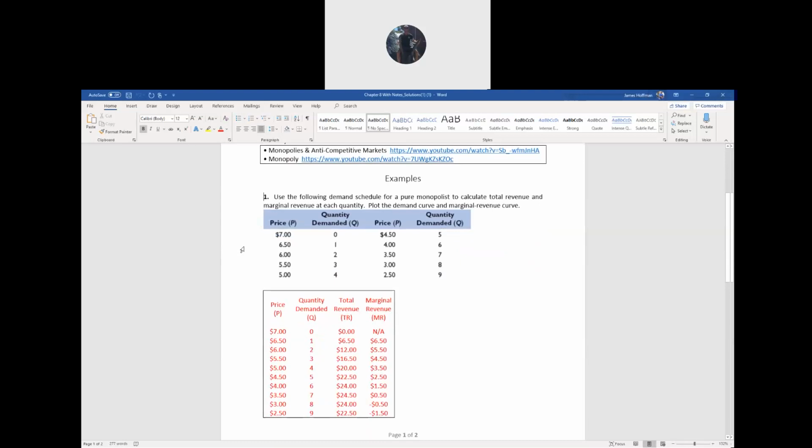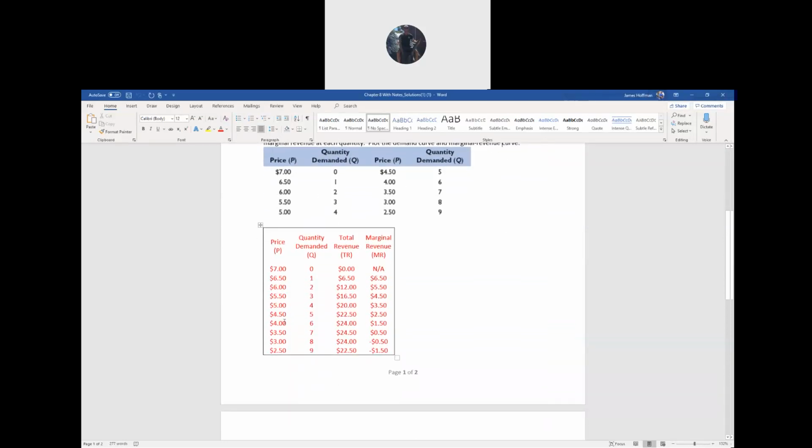Okay, so let's look at some examples. So number one, let's use the following demand schedule for a pure monopolist to calculate total revenue at each quantity, and let's plot the demand curve and the MR curve. So these are the prices, this is the demand curve, and I put those down here. So when the price goes up, demand goes down.